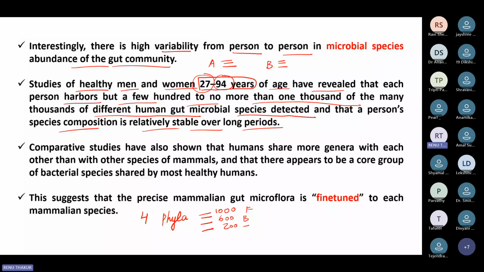Comparative studies have also shown that humans share more genera with each other than with other species of mammals. I mentioned this point yesterday. Whatever I mention, I always include the bullet point that a human being will be matched with a human being only.